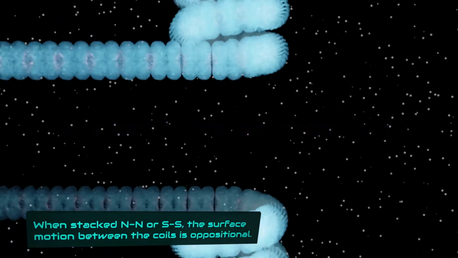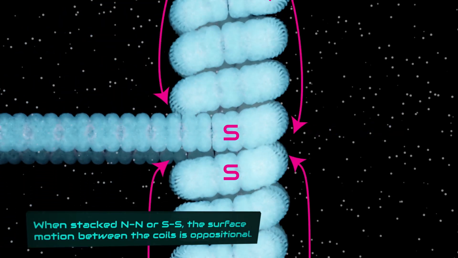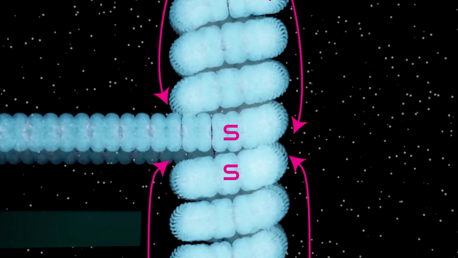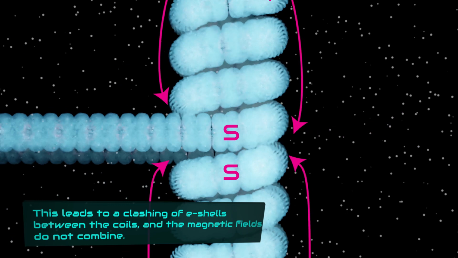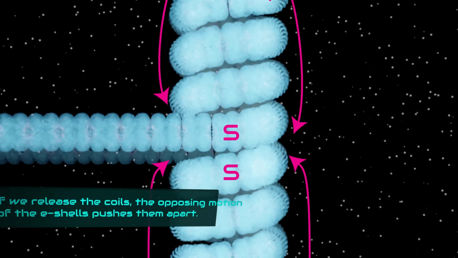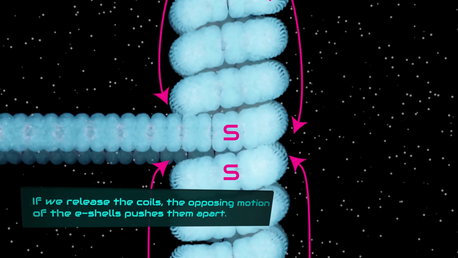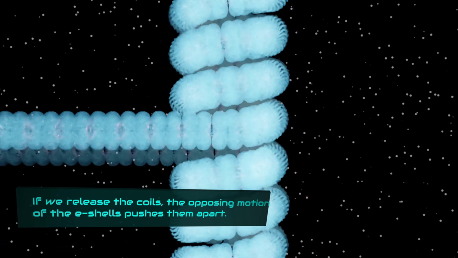Now let's invert one of the coils. When stacked north-north or south-south, the surface motion between the coils is oppositional. This leads to a clashing of electron shells between the coils, and the magnetic fields do not combine. If we release the coils, the opposing motion of the electron shells pushes them apart.